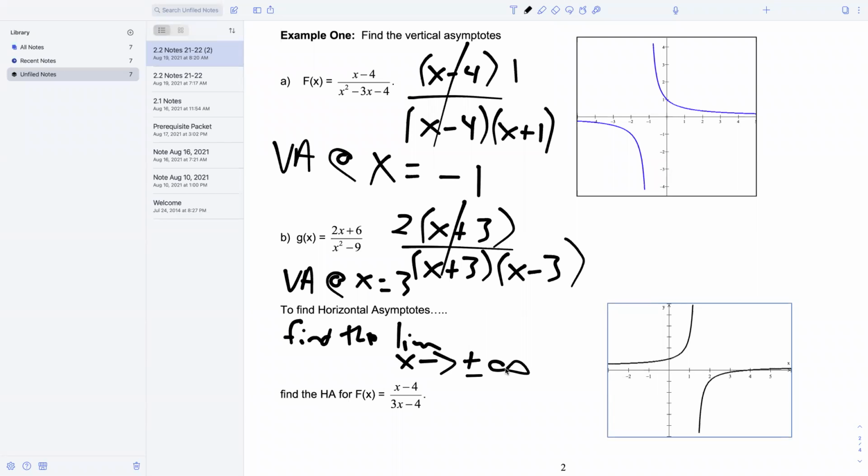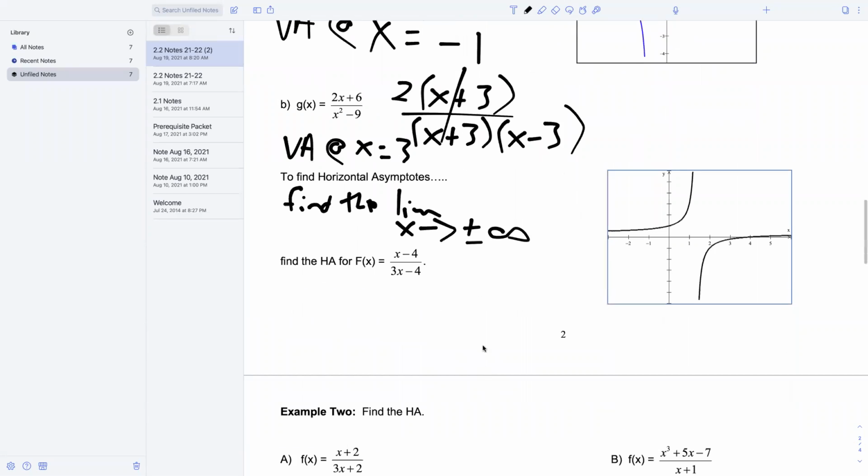Okay, so this says find the horizontal asymptote for f of x is equal to x minus 4 over 3x minus 4. So I'm going to look at this. The degree in the numerator is 1. The degree in the denominator is also 1. Those are the same. So I'm going to look at the coefficients. So what's the answer?